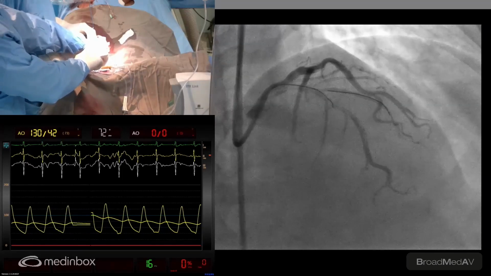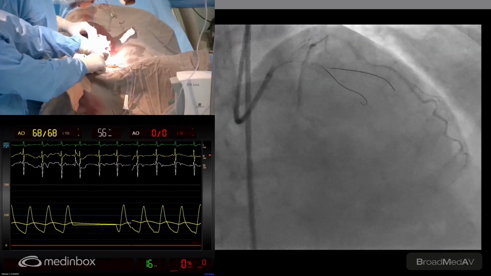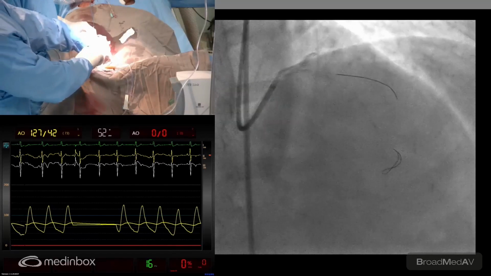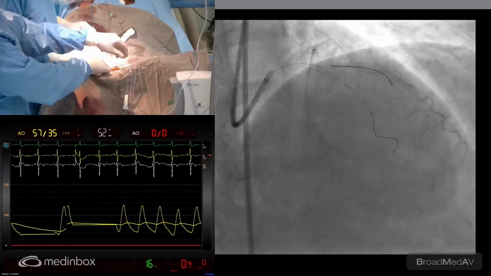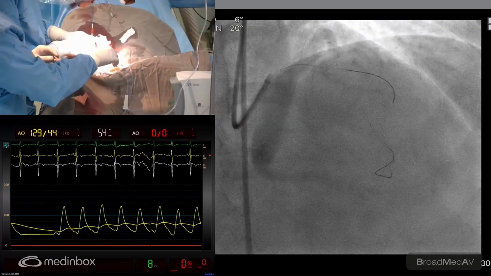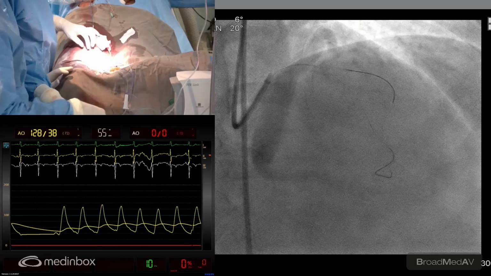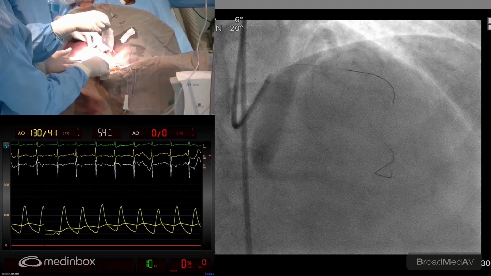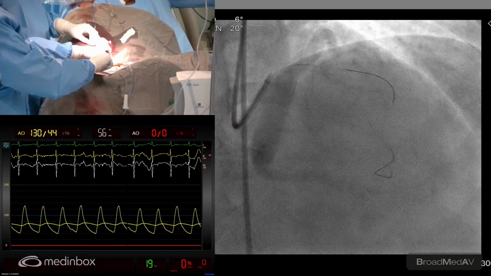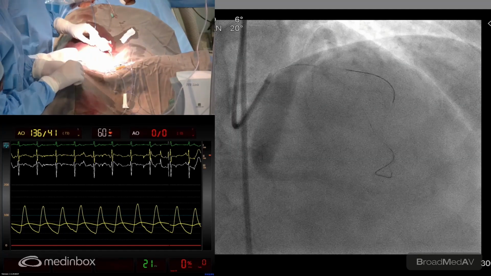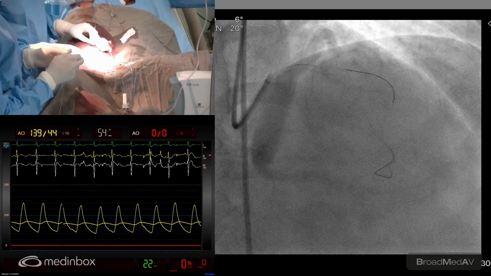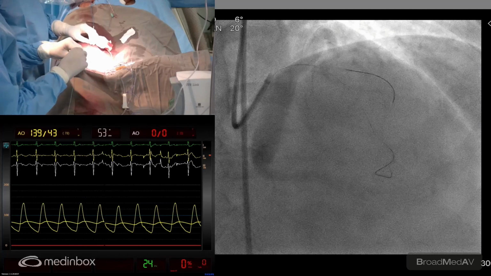We'll check. This is the 014 wire which is crossing into the LAD. We had some little resistance, probably because of the tight stenosis. Okay, so we've got two wires in, and we first will dilate the LAD and then possibly do an IVUS for you. So, 2.5 non-compliant. What size balloon is this? The 2.5 by 15 balloon. This is a non-compliant balloon.